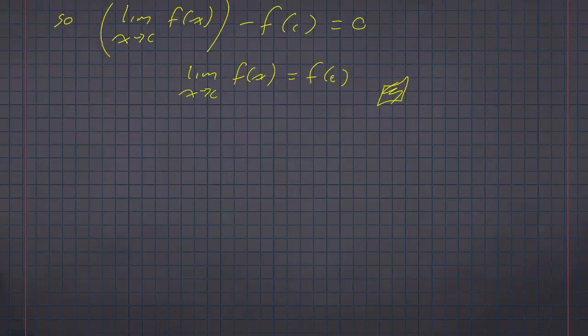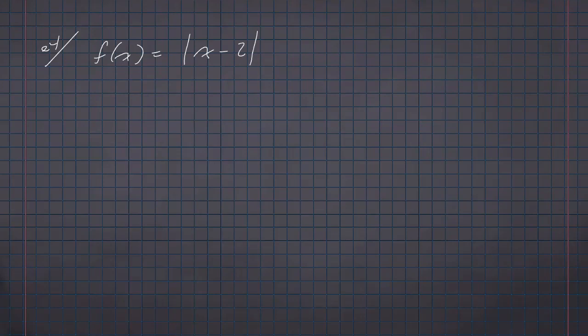Of course, just because a function is continuous does not mean the function is differentiable. Differentiability is stronger. If the function is differentiable, it's continuous. If the function is continuous, it may or may not be differentiable. So consider the function. Actually, let's go with the function absolute value of x minus 2.